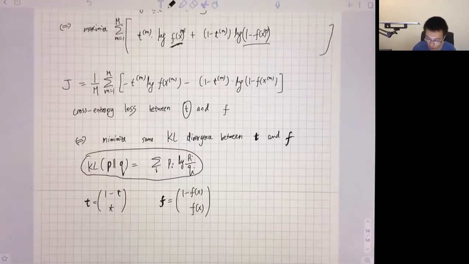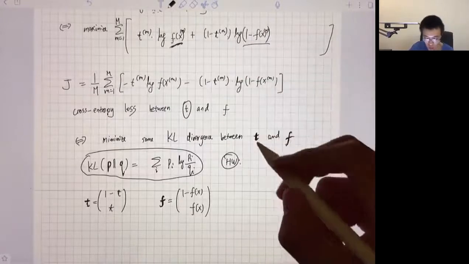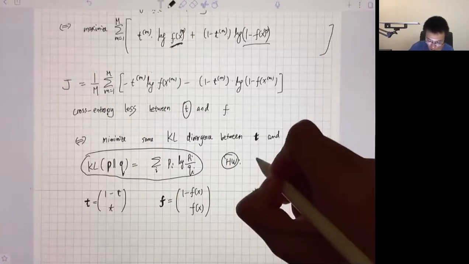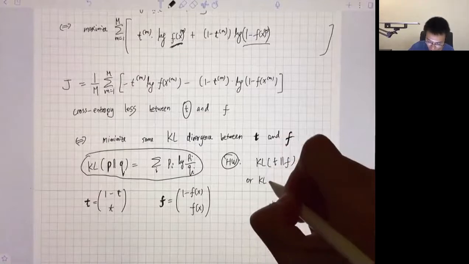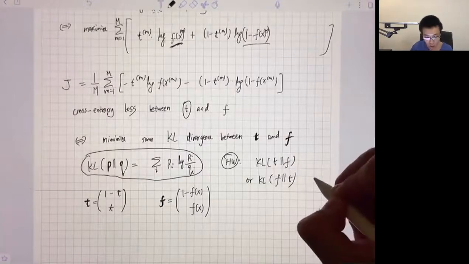So homework is to show that the cross entropy loss is the KL divergence between T and F, but which? It's either T against F or F against T. Of course, only one is correct, but which?